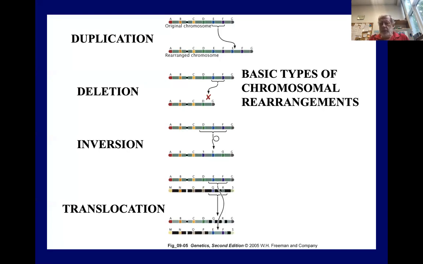This shows the basic types of chromosomal rearrangements. Duplication is the duplication of part of the chromosome. Here we start at the top with genes A, B, C, D, E, F, G, and we can see in the rearranged chromosome, genes E and F have been duplicated. The deletion is missing genes, where E and F have been deleted. And then inversions are where the chromosome breaks in two places and the region between the breaks flips over 180 degrees. And then translocations are usually exchanges of DNA between non-homologous chromosomes, as shown at the bottom there.